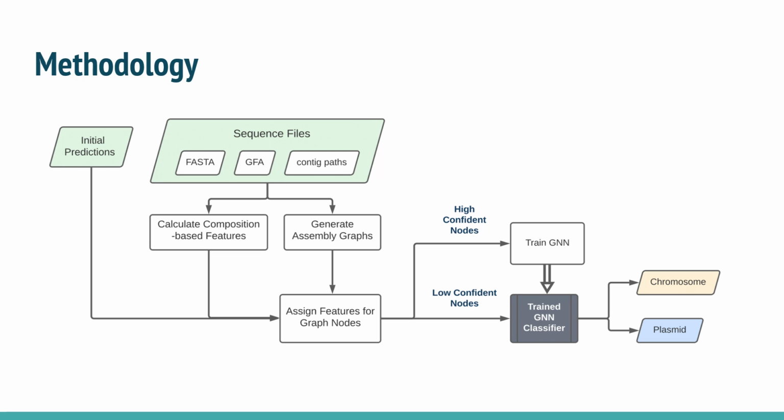The graph neural network is trained using plasmid and chromosome vertices. Then the trained graph neural network is used to classify the unclassified vertices. MetaGraph uses node classification as the graph neural network technique. Each graph vertex has plasmid probability and normalized k-mer frequencies as features. These features are used to train the graph neural network.